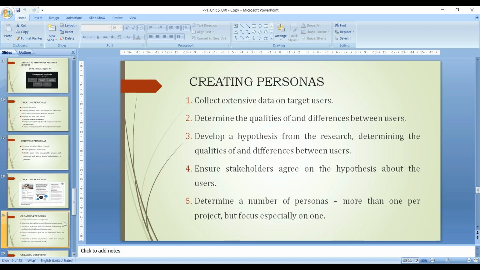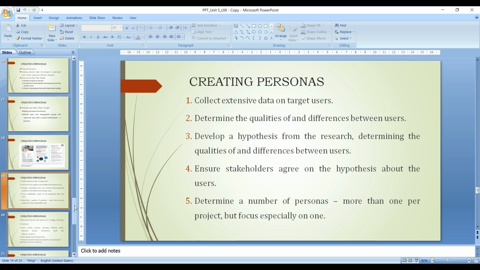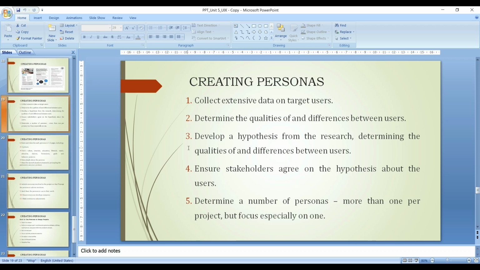And while creating personas, what are all the steps that should be followed? All the things are given here. First, collect extensive data on target users. We have to collect the data from the users, and then determine the qualities of and differences between the users. What are the qualities they have? How can we differentiate our user from the other users? All these things we have to determine, and develop a hypothesis from the research, determining the qualities of and differences between other users.